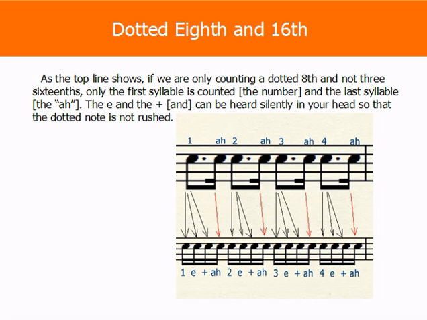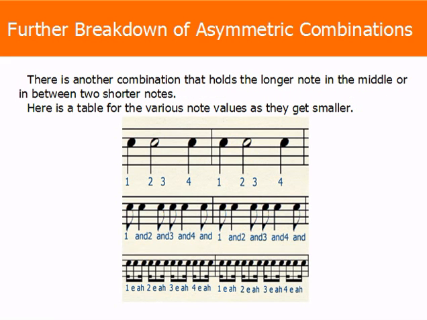As the top line shows, if we're only counting a dotted eighth note, and not 3 16ths, only the first syllable is counted, and the last syllable, the "ah." The "E" and the "and" can be heard silently in your head so that the dotted note is not rushed. 1, 2, 3, okay? There's another combination that holds the longer note in the middle or in between 2 shorter notes. Here's a table for the various note values as they get smaller.